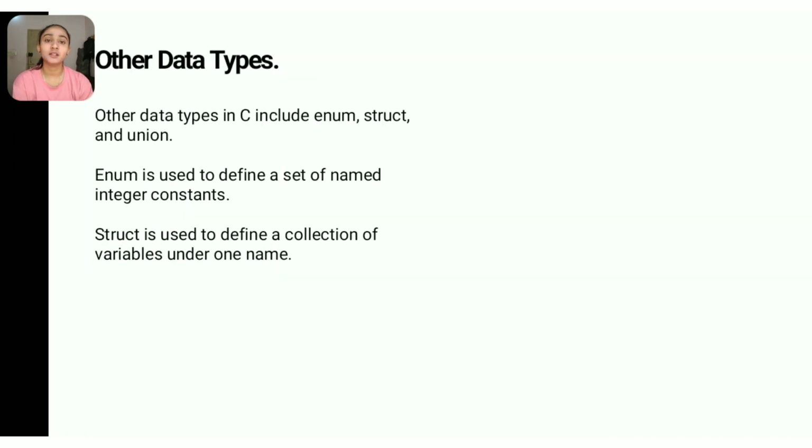Other data types. Other data types in C include enum, struct, and union. Enum is used to define a set of named integer constants. The struct is used to define a collection of variables under one name.